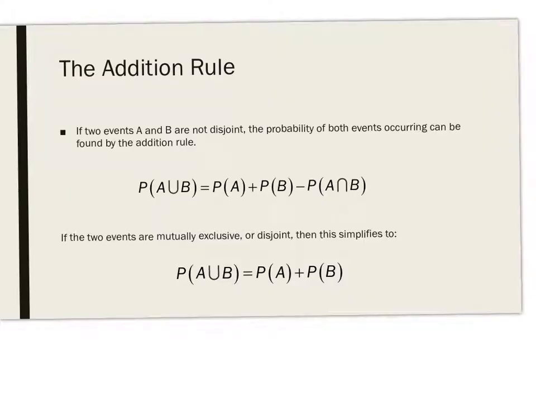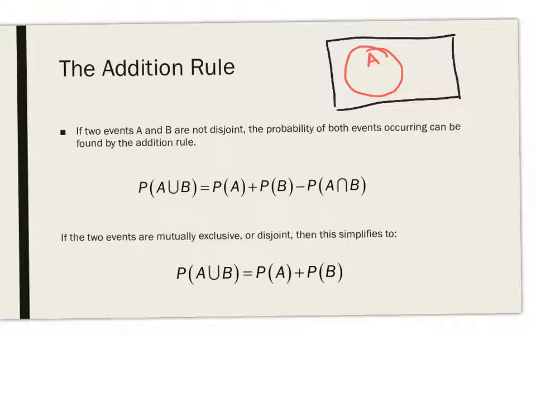And now, from all of that, we're going to get what's called the addition rule. And the addition rule says if two events A and B are not disjoint, which means they're jointed. So let's draw a Venn for this real quick. We know a jointed Venn looks like this. You have event A occurring here and event B occurring here. These are jointed events because they have an intersection, A and B occurring. But if two events A and B are not disjoint, the probability of both events occurring can be found by the addition rule.